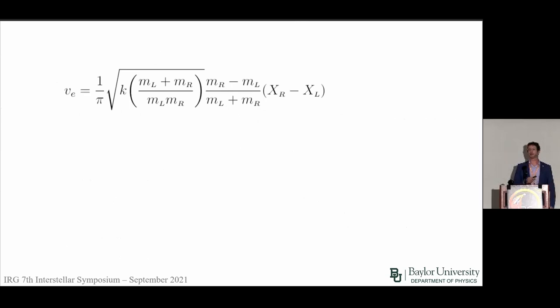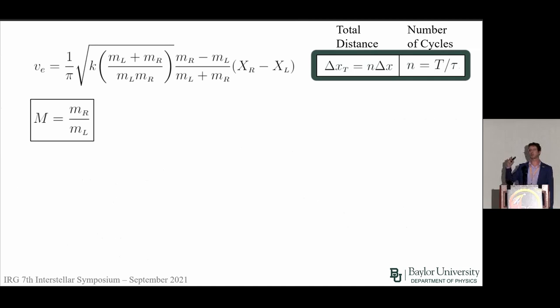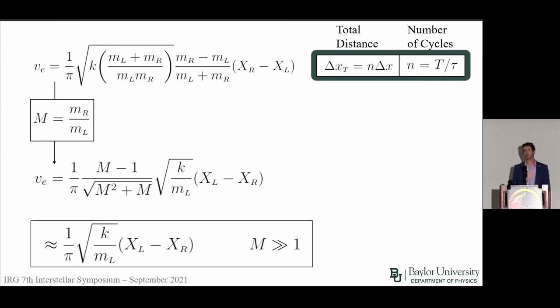We can then look at this velocity and, using some simplification techniques by addressing a mass ratio M, where M is merely the heavier mass over the lighter mass, we can rework this velocity and analyze the limit where the heavier mass is much greater than the lighter mass, like I just mentioned in the previous slide. And we see here that the velocity is only going to be a function of the spring constant K, the initial displaced distances, and the smaller mass value. Because again, the smaller mass is really the one that's driving the motion of the system.